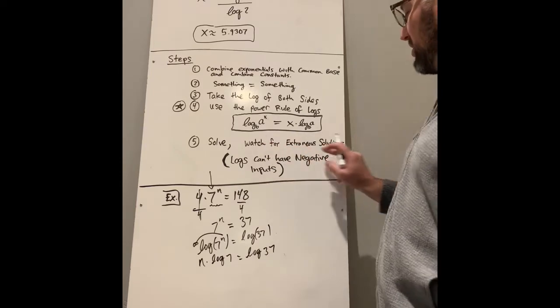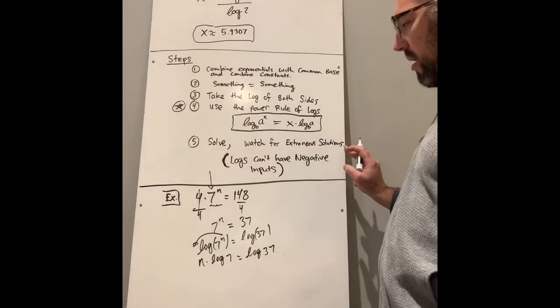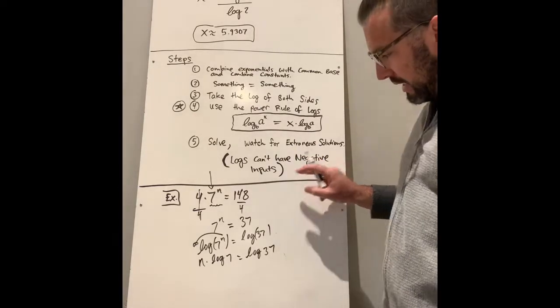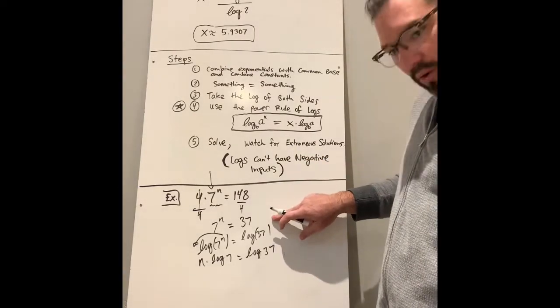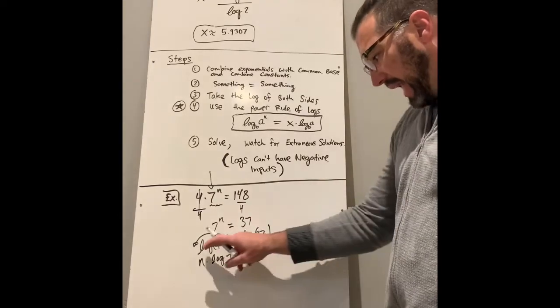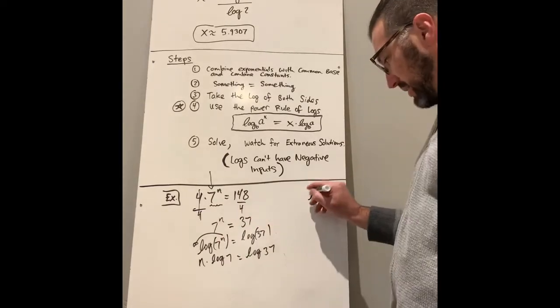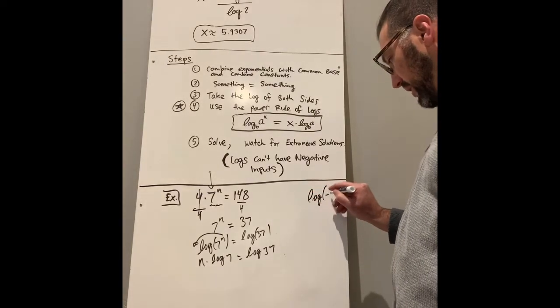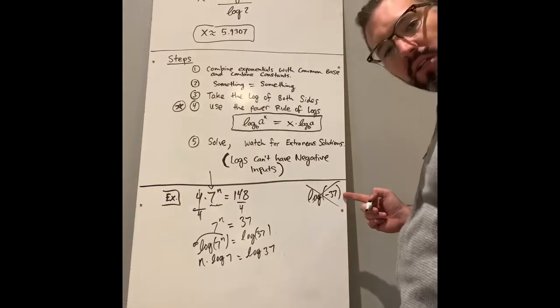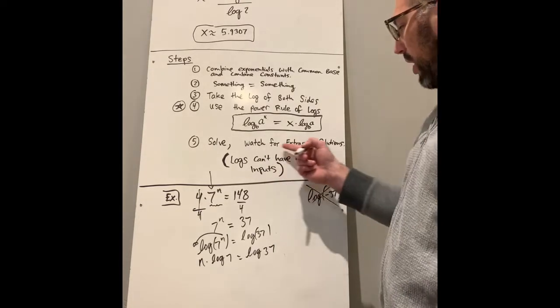Step 5, you solve. We still have to watch for extraneous solutions because logs can't have negative inputs. And so let's take it back to this level here. If this 37 was negative, then I can't take the log of both sides because I can't have a log of negative 37, because you can't input negatives into logs.